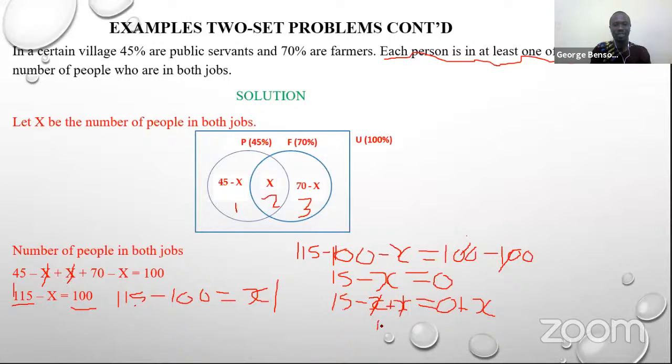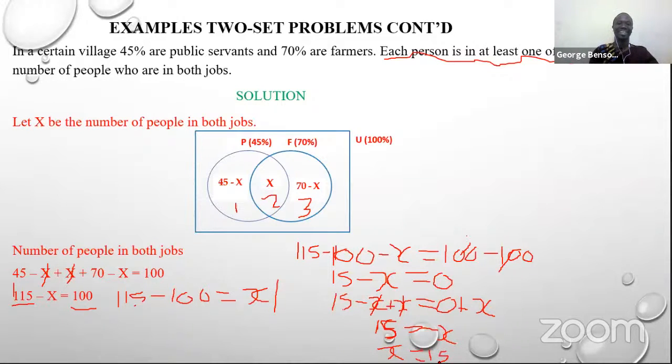So it will now be 15 equal to x. All right, like I said, by default, we write the x on the left side of the equation, by convention. So now our x will finally be equal to 15.